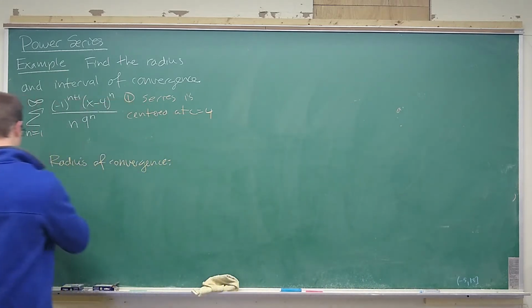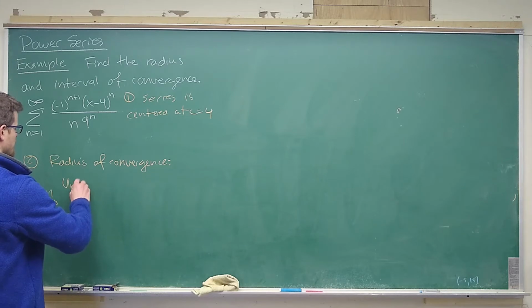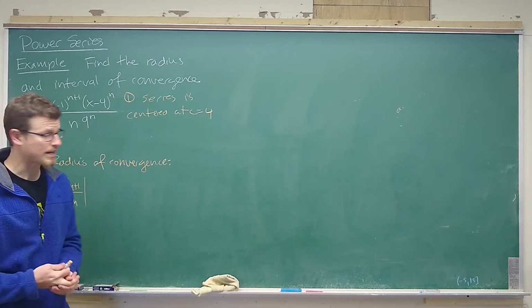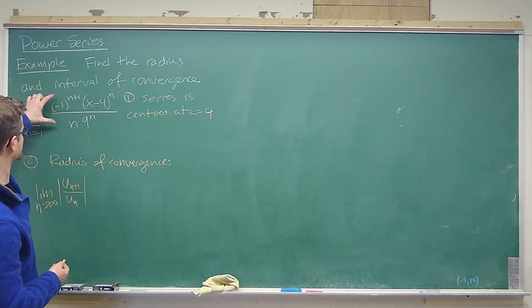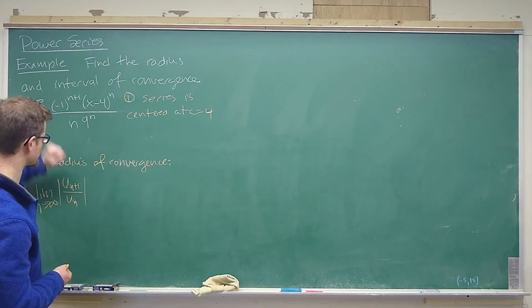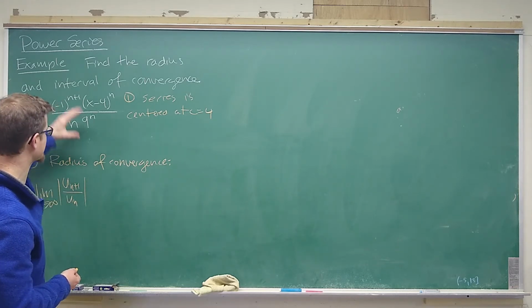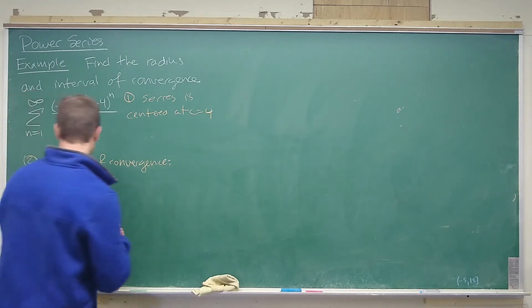So let's take the limit as n goes to infinity of the absolute value of u sub n plus 1 divided by u sub n. And then from here, instead of dividing by a fraction, what I'd like to do is take the numerator and multiply by the reciprocal of the denominator.